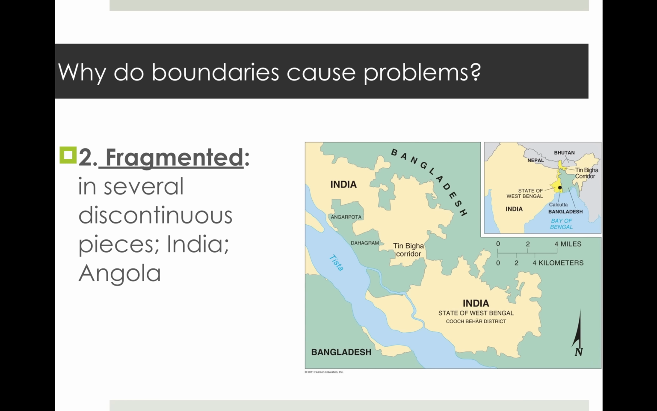Secondly, there can be a fragmented state. A fragmented state is when a state is in several discontinuous pieces. So there is not continuity between the different parts of the state. A key example that you probably are less familiar with is in fact India.